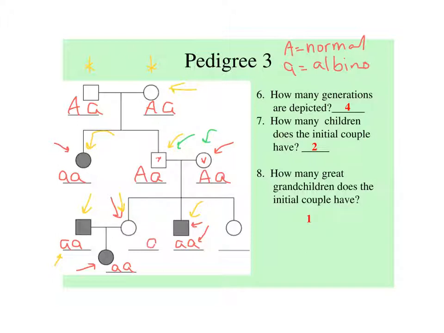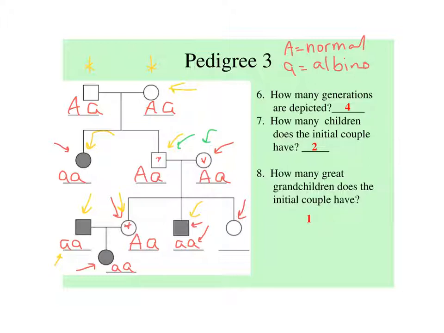So I know she's got one little a. And since her circle is not shaded in, that tells me that for sure her other letter is the capital big A. Now, the only thing we cannot figure out is this girl's genotype.